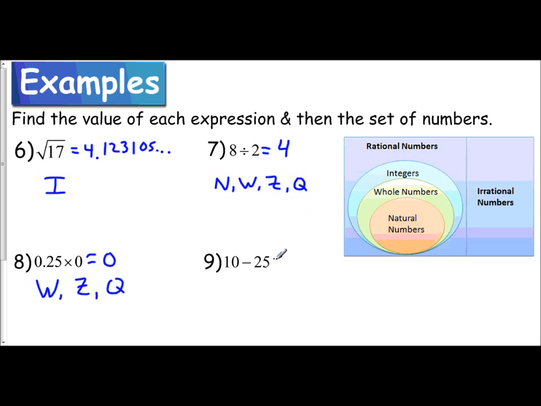And if we were to simplify 10 minus 25, we get -15, and negative numbers start in the integer subset. So it's an integer, and it's rational.